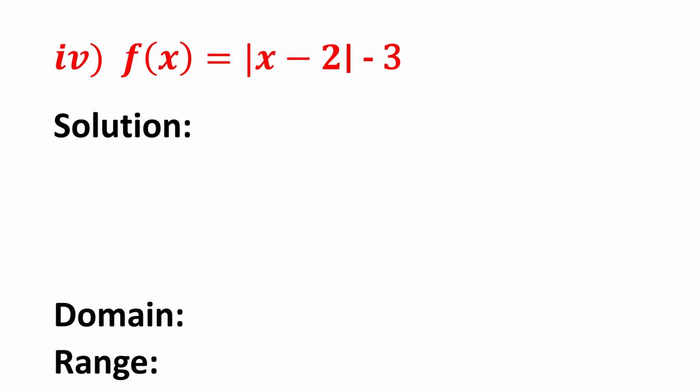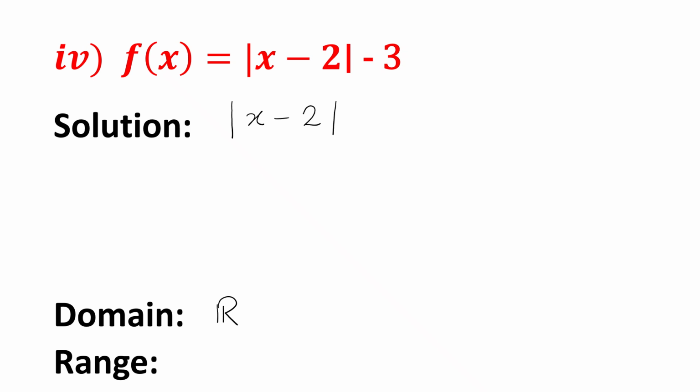Inside the function, we have absolute of x minus 2. And we know that the absolute value function is defined for every real number and there are no restrictions. Therefore, the domain will be the set of all real numbers.